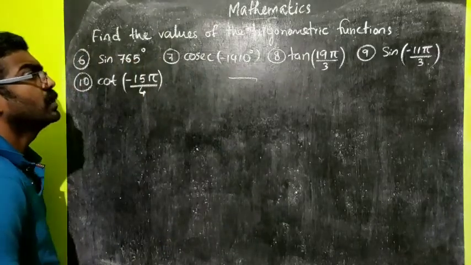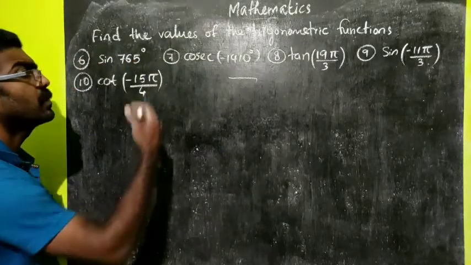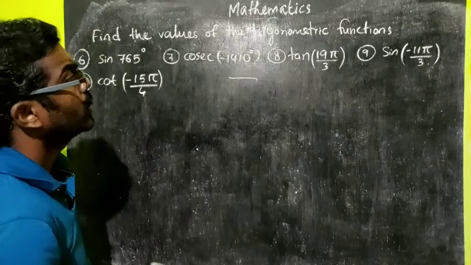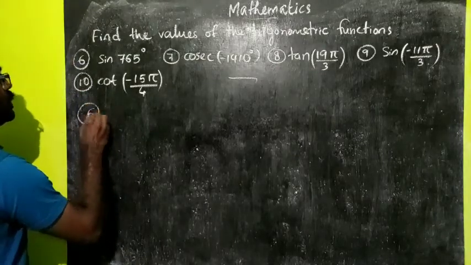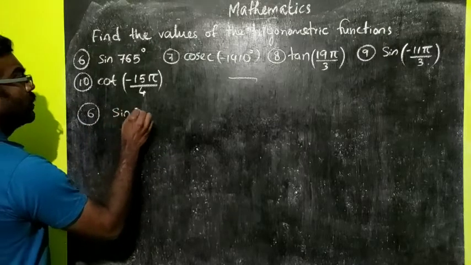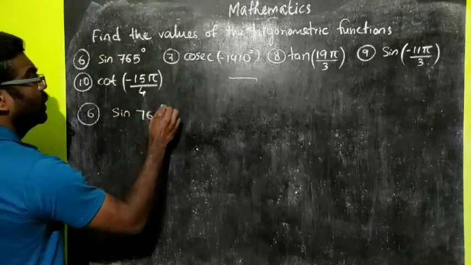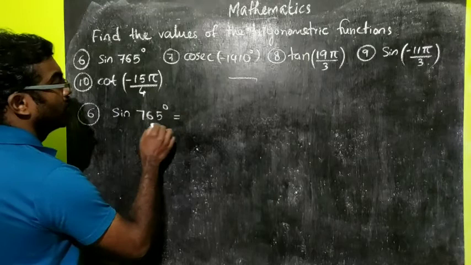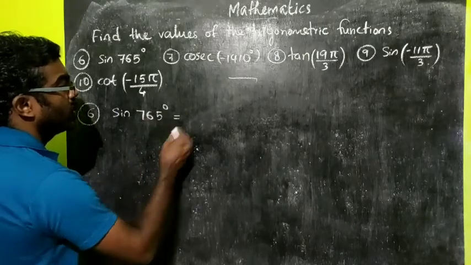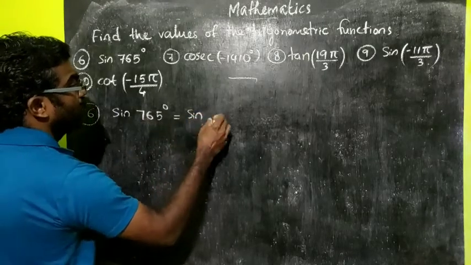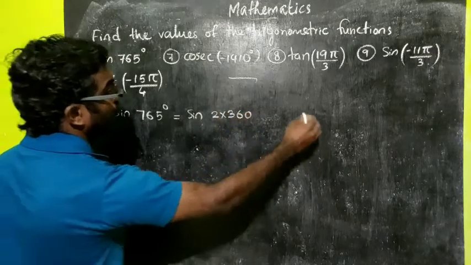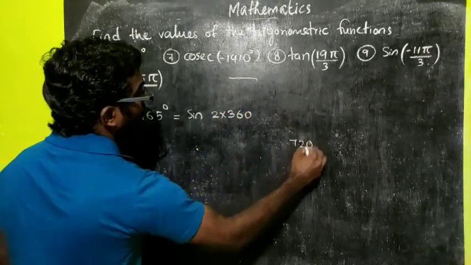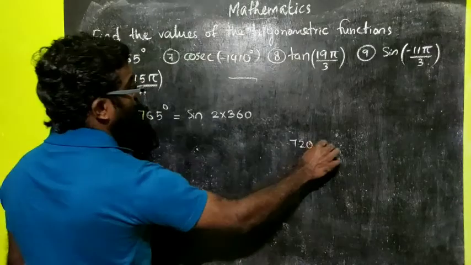Find the values of the trigonometric functions. Some sub questions are given. We can discuss one by one. So the sixth question is sine 765 degree. So this 765 can be written as sine 2 into 360. 2 into 360 is what? 720. Then the remaining is 45.